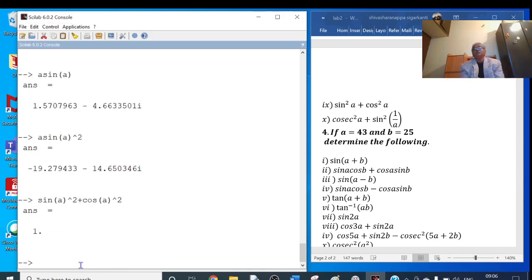We know this value. Next, cosecant square A plus sin square of 1 by A.